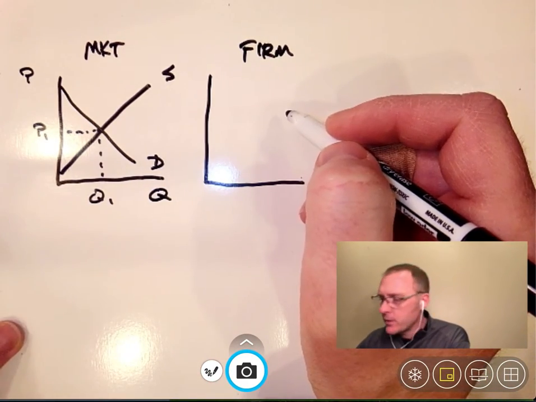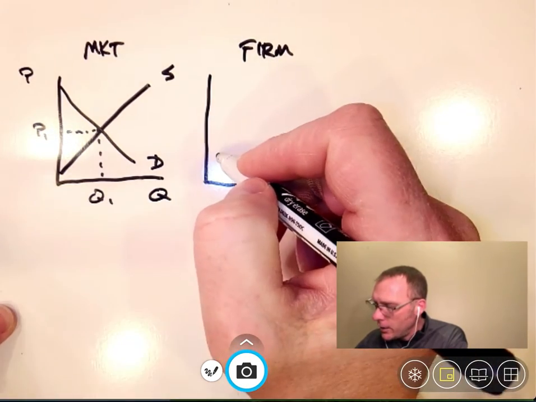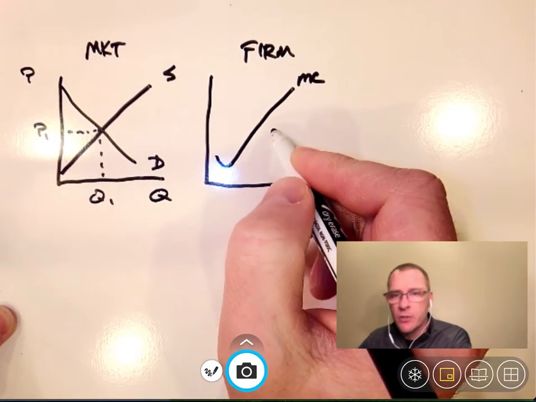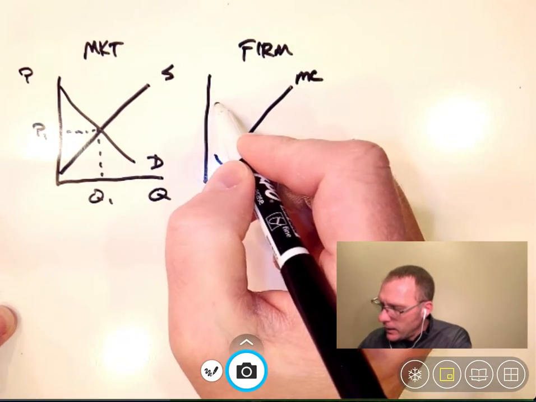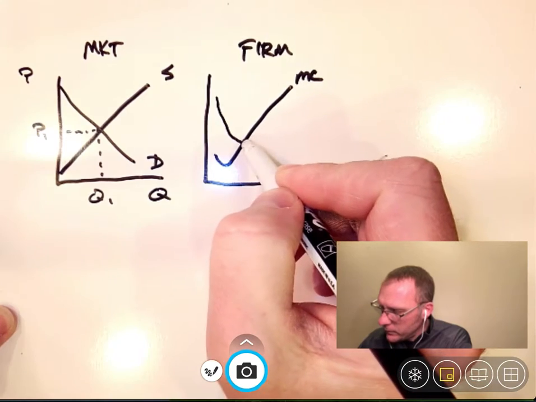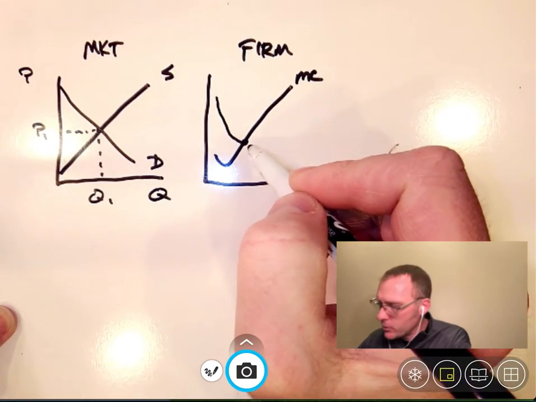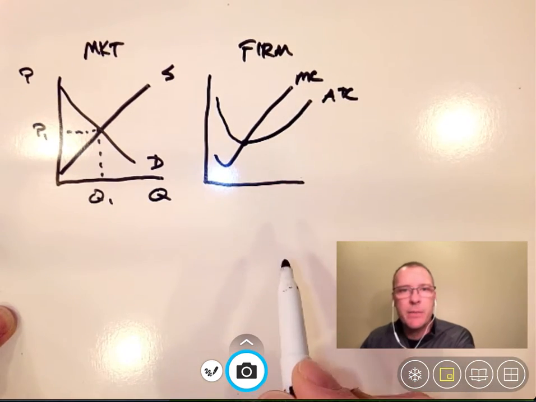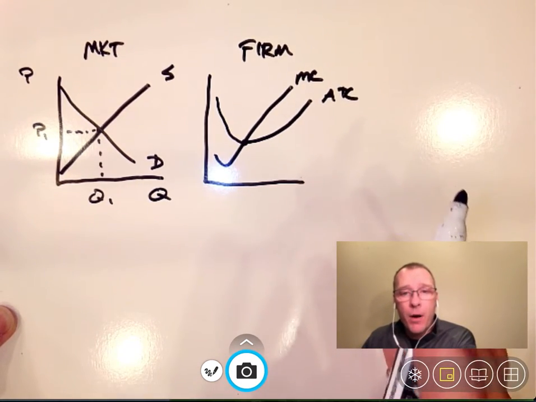But my firm is going to have costs for sure. So I'm going to have a marginal cost curve. There's my Nike swoosh. I'm going to have an average total cost curve. It's going to come down, bottom out at my marginal cost, and then come back up. There's my smiley face.